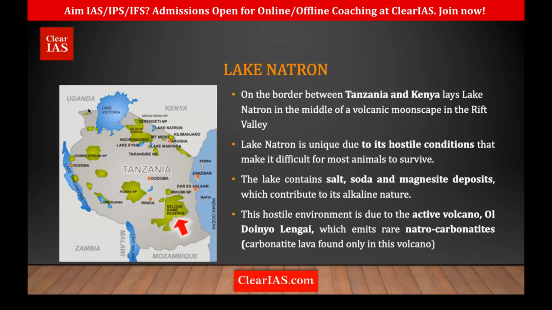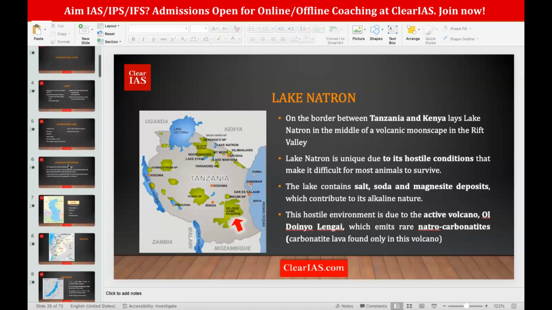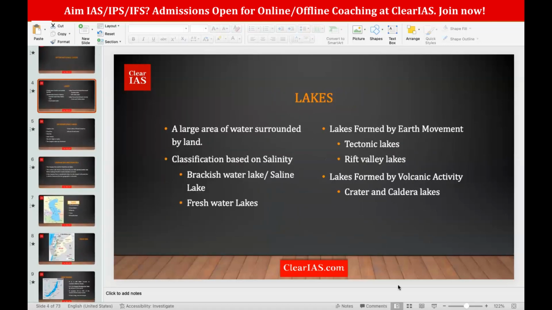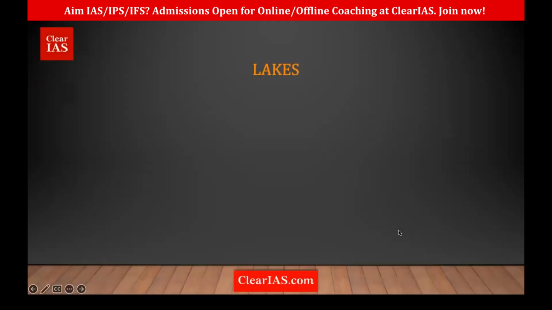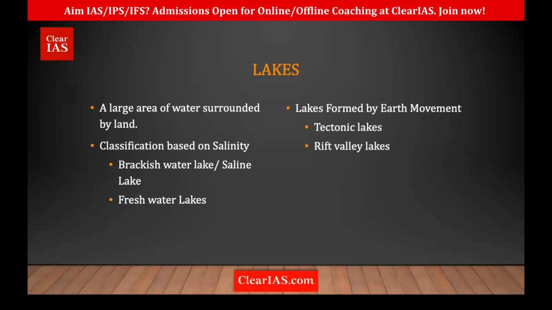Okay. So yes, we'll just have a quick revision regarding the lakes so far. First we spoke about what lakes are, and what the different types of lakes are. They're classified based on salinity: saline lakes, brackish water lakes and freshwater lakes. Then they're also classified based on earth movement as tectonic lakes as well as Rift Valley lakes. Then based on volcanic activity, you have caldera and crater lakes.